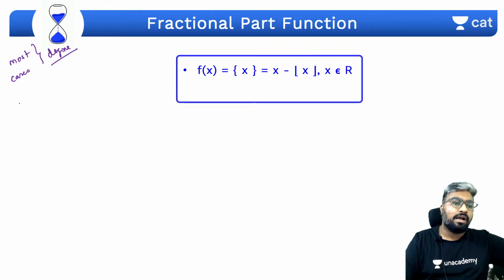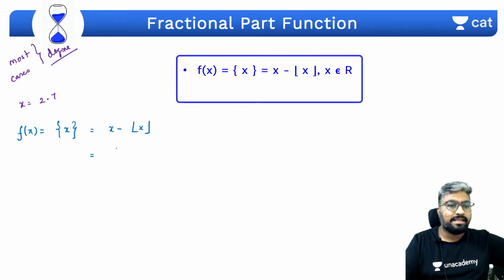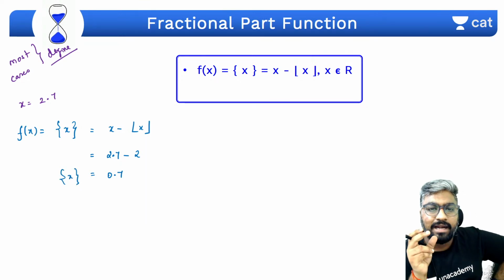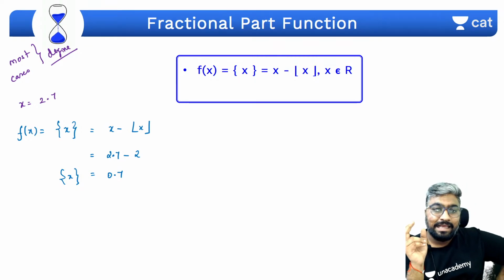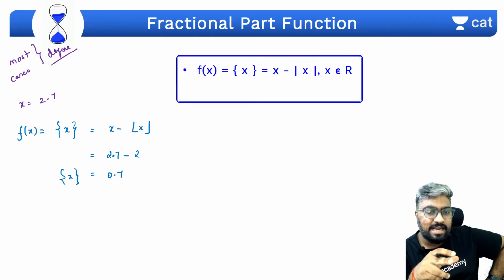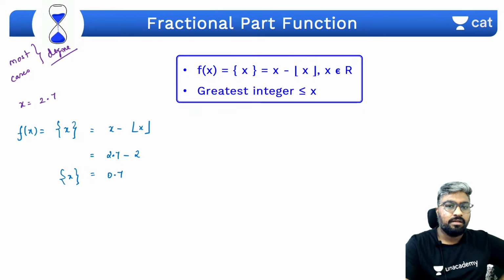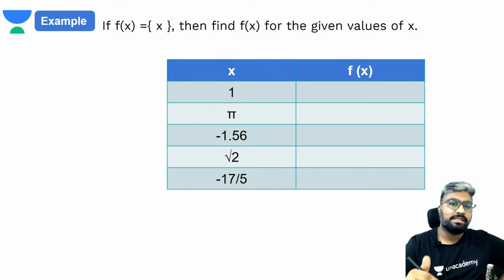For example, अगर मैं बोलूं कि x is 2.7, then what is f of x, which is fractional part of x, will be equal to x minus greatest integer of x. x क्या है? 2.7. greatest integer of x क्या है? 2. So your fractional part is 0.7. Got it? Fractional part is nothing but the difference between greatest integer less than x and x. ठीक है, गॉट इट. Will try some examples here, ट्राई करो.